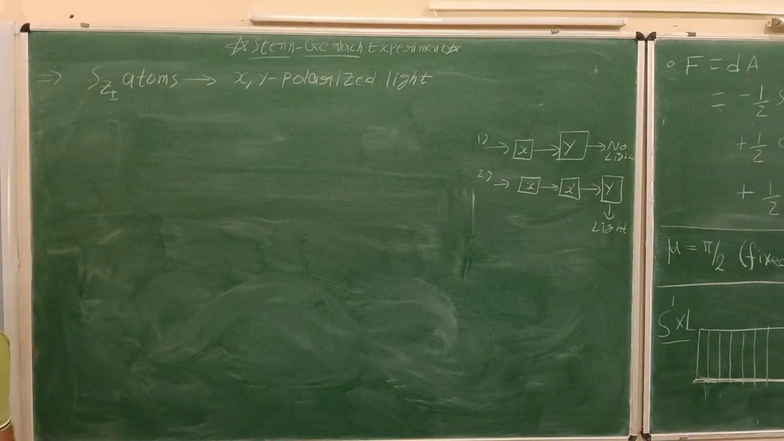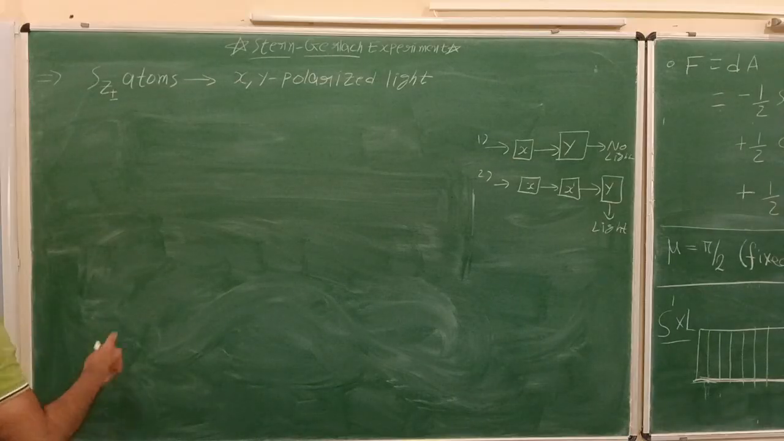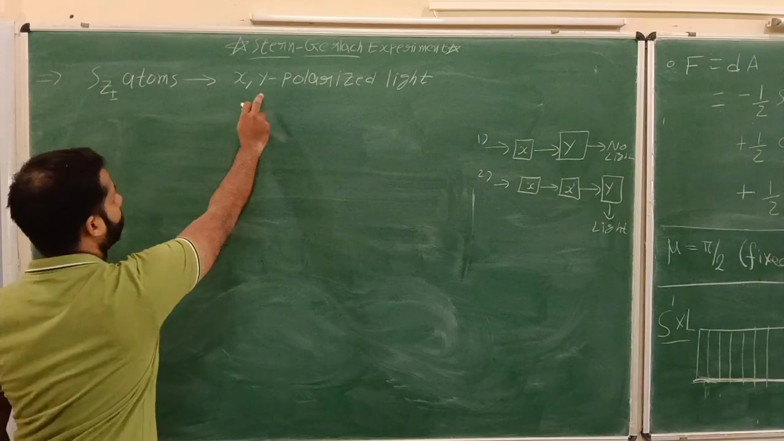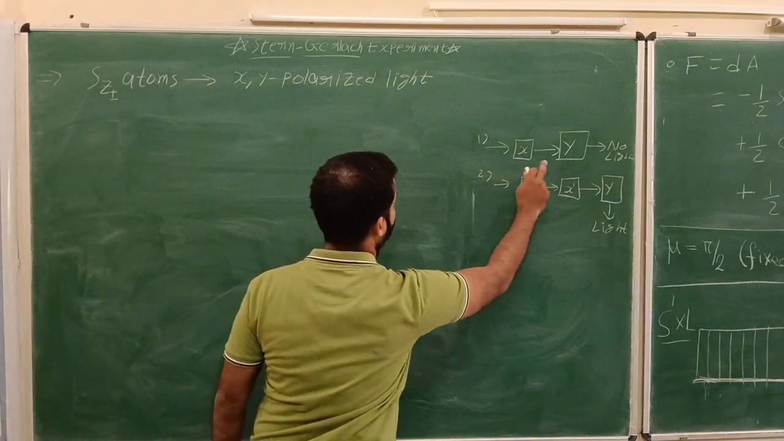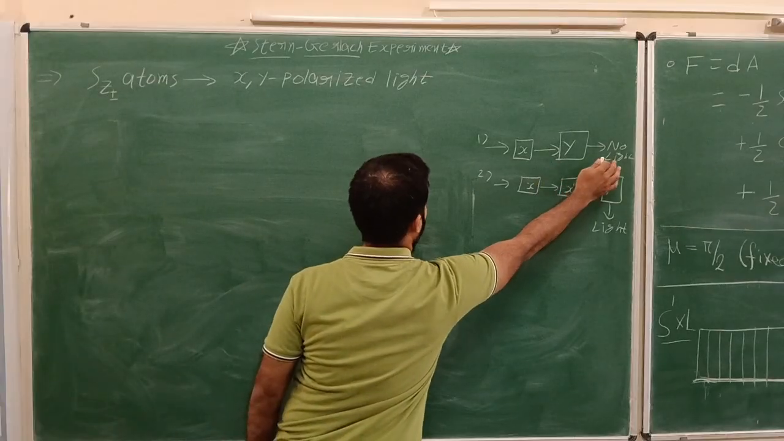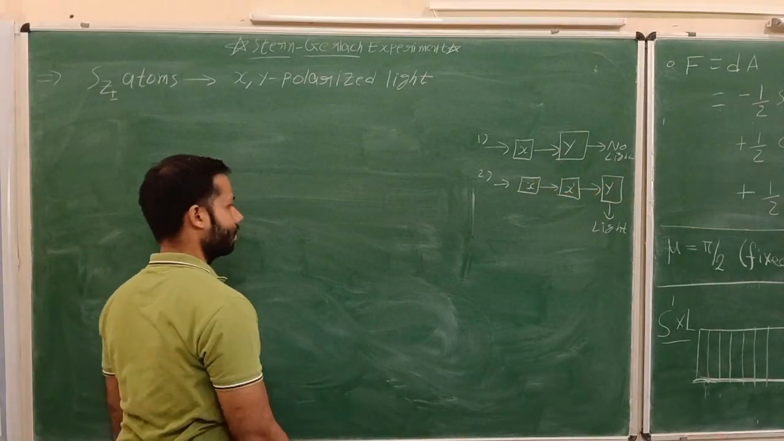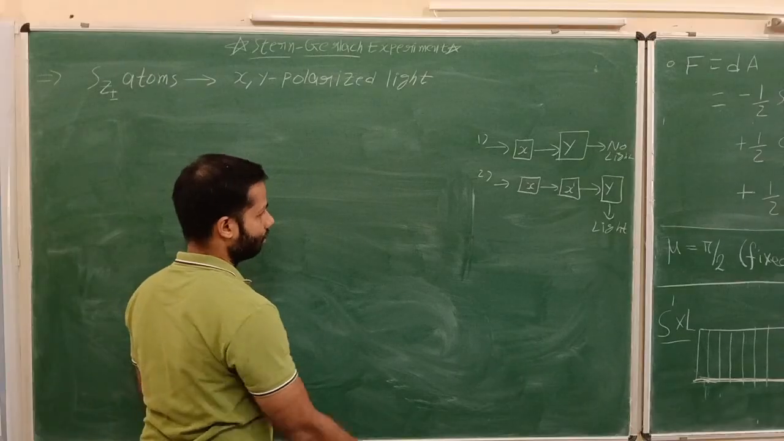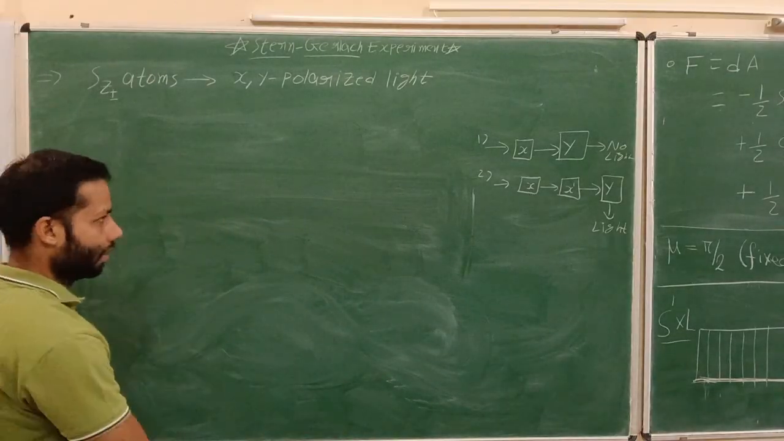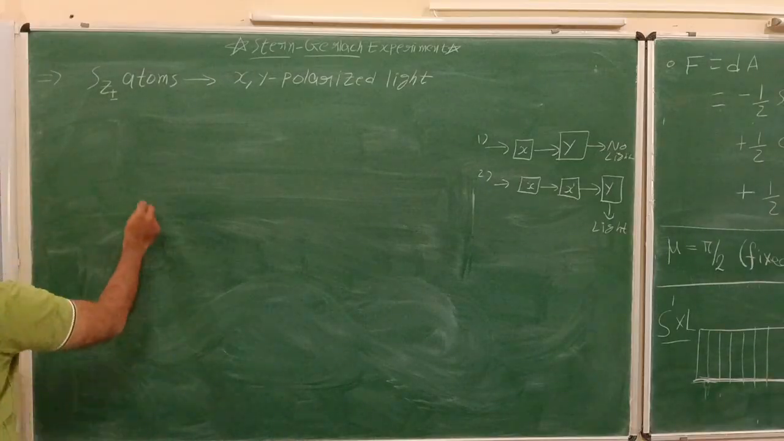So the spin Z plus or minus atoms that we obtain in the Stern-Gerlach experiment can be compared with the XY polarized light. There was no filter in between and you observed no light. Similarly, in the Stern-Gerlach experiment, we were not able to obtain the same light again after we put the same filter.